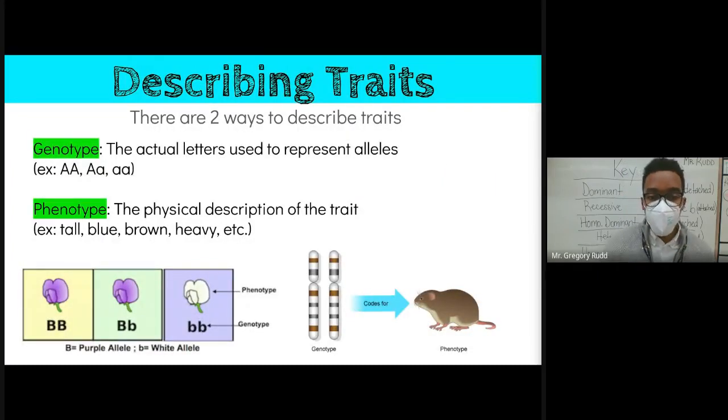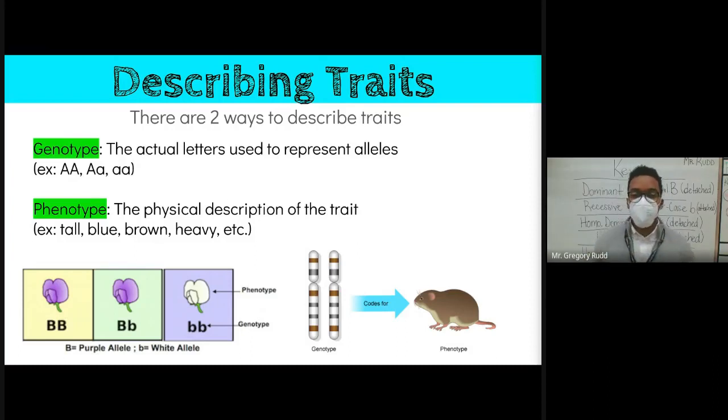All right, we've got a couple more concepts to talk about today. There are really two ways to describe traits. We can describe them using what's called a genotype, and I see some highlighted words here. So for my people who are hesitant to write stuff down, this is your clue to write it down. For genotype, that's the description of the genes. It's the description of the alleles that are present. So this is how we use letters to describe a trait, because those letters represent alleles.